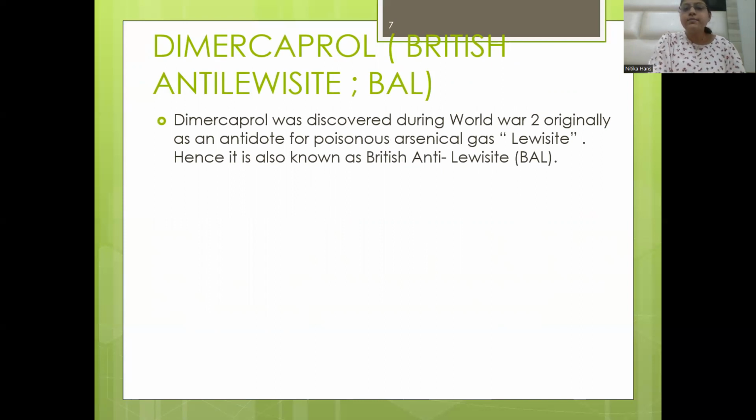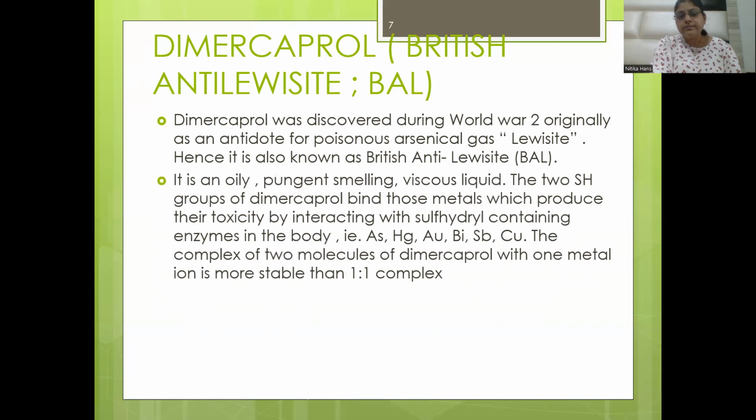Now, dimercaprol, which is British anti-lewisite, was discovered in World War II, and it was the antidote for the poisonous arsenical gas, lewisite. So it is also known as British anti-lewisite. It is an oily, pungent smelling viscous liquid, and the two sulfhydryl groups of dimercaprol bind those metals which produce their toxicity by interacting with sulfhydryl containing enzymes in the body.